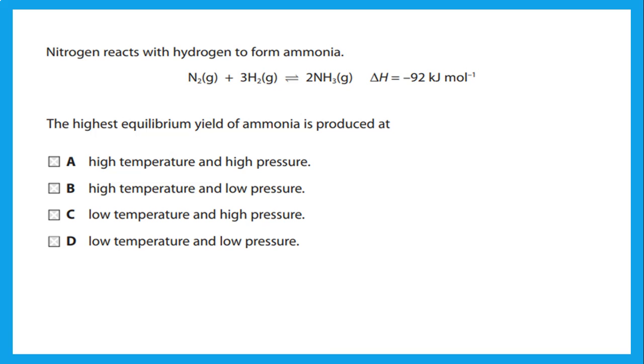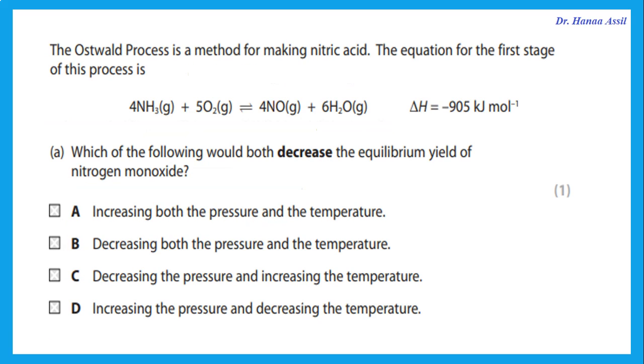We said when we're talking about temperature, we look at delta H. But when we're talking about pressure, we look at which side gives less moles. So we said, I want to go forward. Forward is less moles. We get less moles with higher pressure. So in order to go forward, I need a lower temperature and a higher pressure. This reaction is called the Ostwald process to form nitric acid.